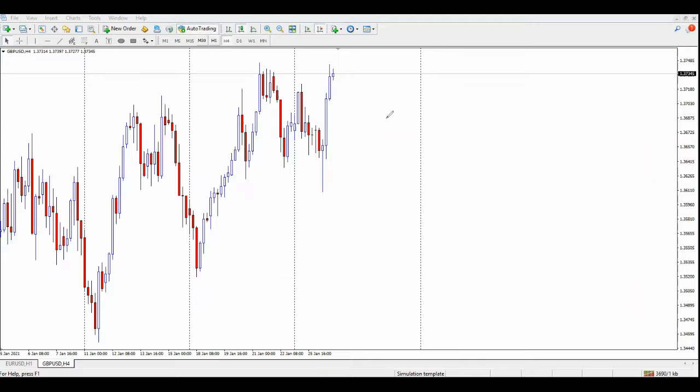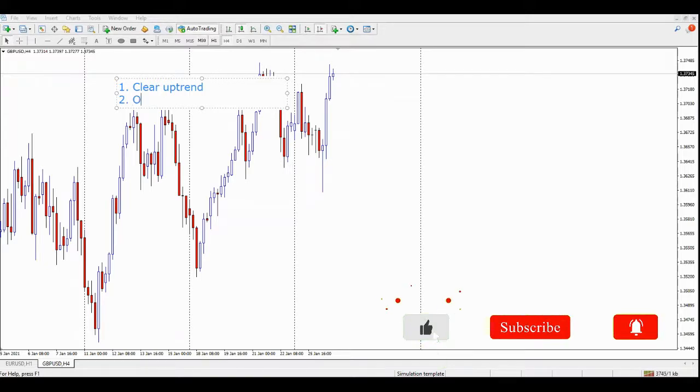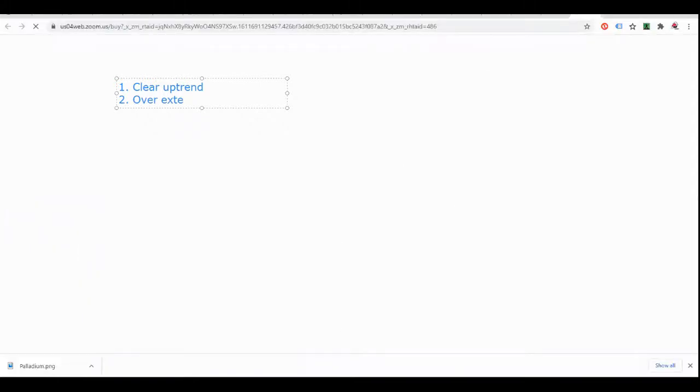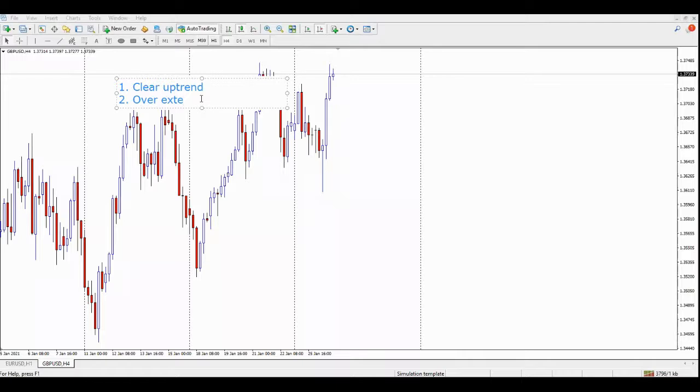Okay, let me exit this one. I believe there's another thing we can still do. To take a double top, we need, number 1, a clear uptrend. Number 2, we want an overextended trend.